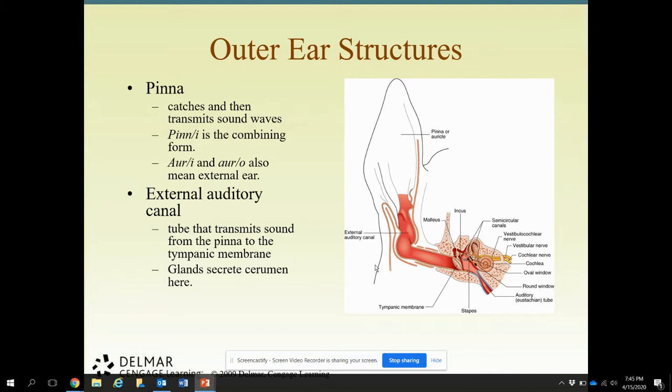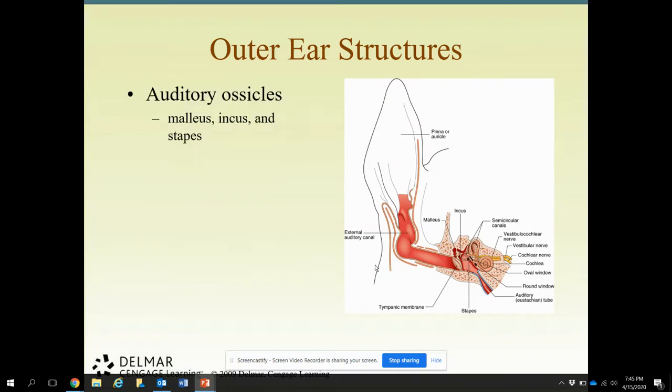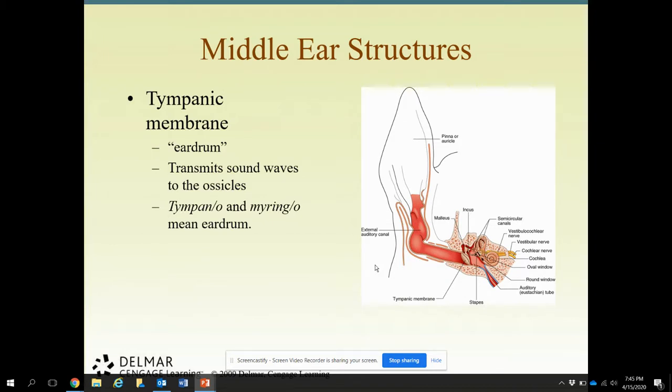So the external auditory canal is the tube that transmits sounds from the pinna to the tympanic membrane, which is the eardrum. The auditory ossicles: malleus, incus, and stapes, sorry. The tympanic membrane is the eardrum. It transmits the sound waves to the ossicles. Tympano or myring, you guys remember myring from the medical terminology, that is eardrum.